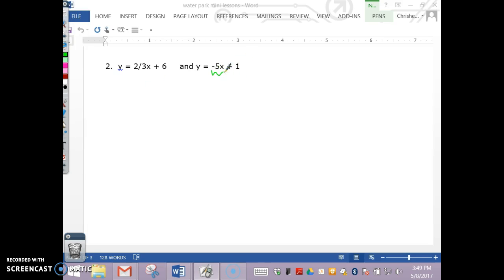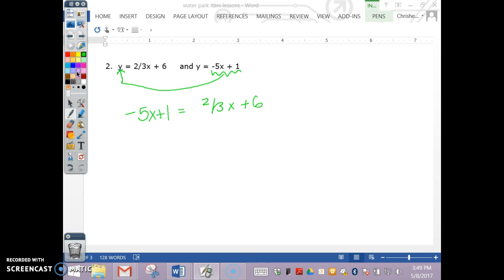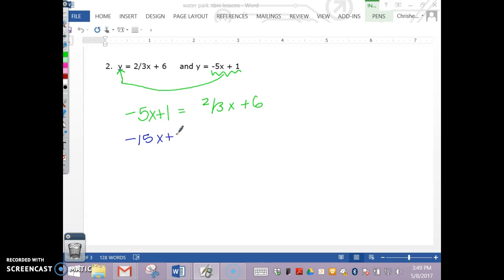So again, this is what y equals, so I'm going to put it in right there for y. Negative 5x plus 1 is equal to 2/3 x plus 6. I can go ahead and clear my fraction and multiply everything by 3. That gets rid of my fractions. Not that I'm not going to get some again, but at least it makes it easier to combine like terms.